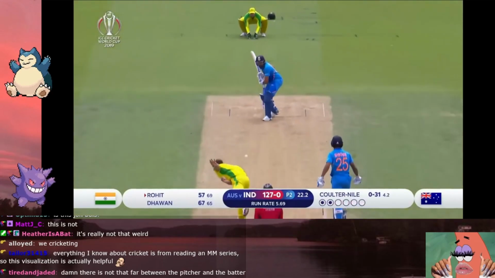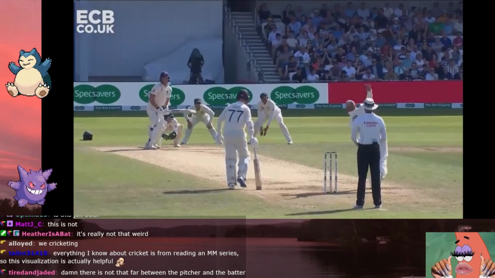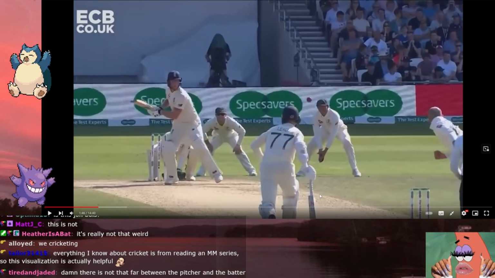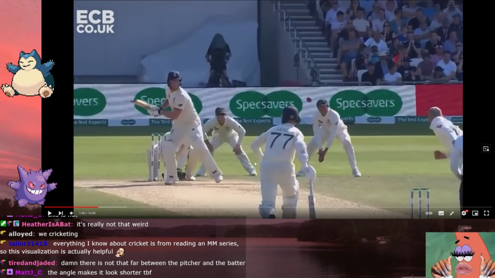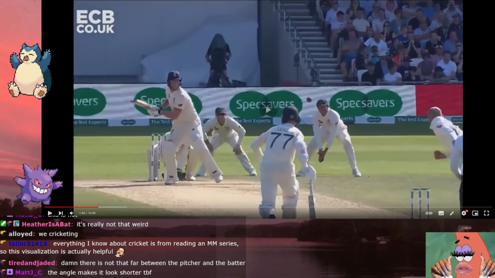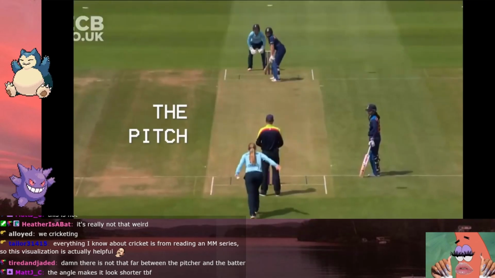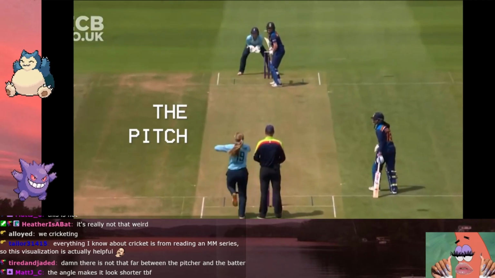These batters stand at opposite ends of the pitch. It's not that far between pitcher and the batter. So the pitch, I think, is 22 yards, crease to crease. So something like 20-ish meters between bowler and batter. A narrow rectangle that's in the middle of the oval that is the cricket field.